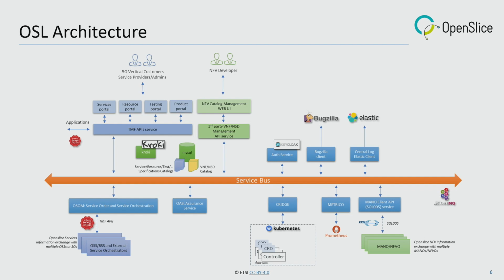One is the MANO client, which interacts via SOL005 with the respective NFVOs, and CRIDGE, which is the component to interact with direct and native Kubernetes APIs.